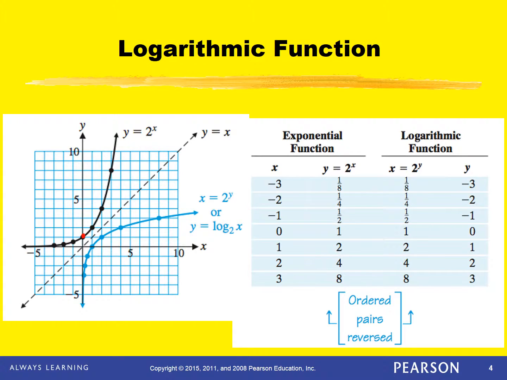And the tables, you can see that you really have inverses because in the tables you've got the ordered pairs reversed. And for the logarithmic function, it says x equals 2 to the y, which of course is just y equals 2 to the x, but with the x and y switched. But this equation over here on the right, of course, just means y equals log base 2 of x.